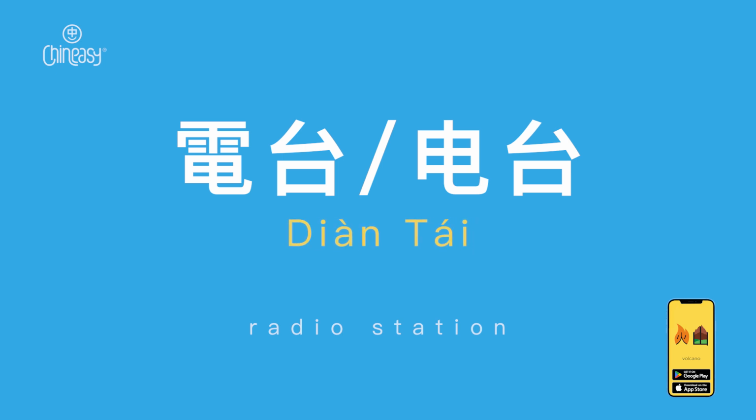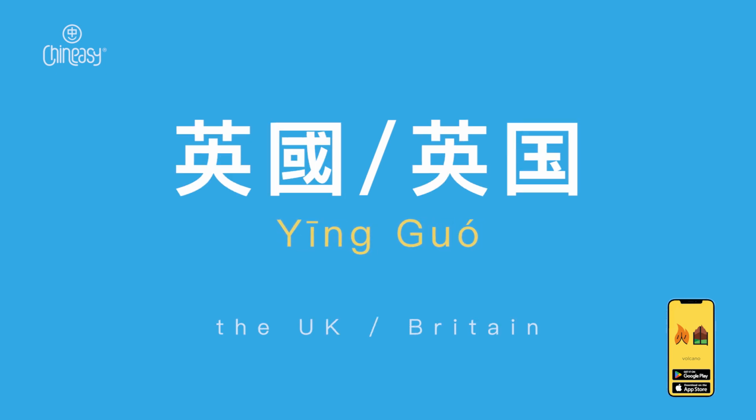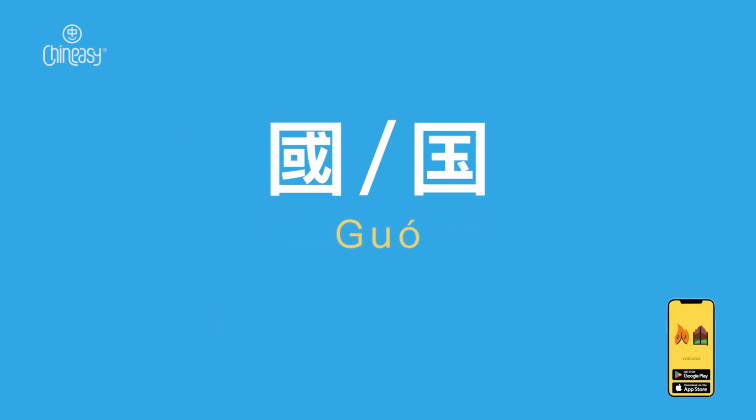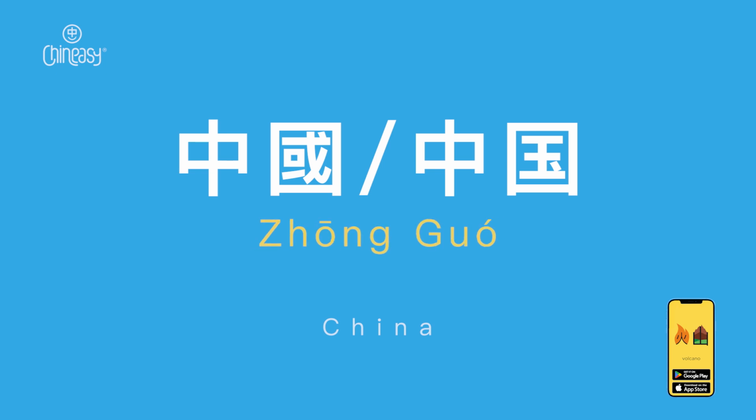And then in between BBC and 电台, you have 英国. Is that what you heard? Yeah, you got it. That means the UK, Great Britain. 英国. 国 is the country. So when you say China as a country, we say 中国. 中国 means China. It's the combination of middle and country.